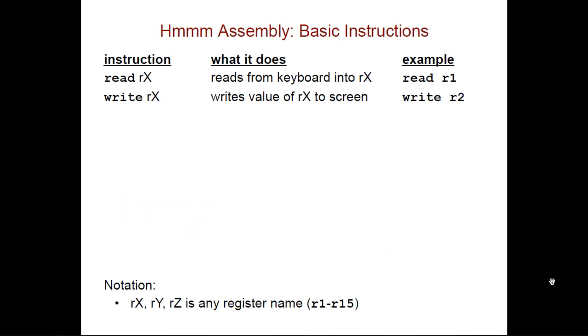In general, the read and write instructions can take any register name R1 through R15 as their argument, and we're using RX as a placeholder to indicate any of those register names.